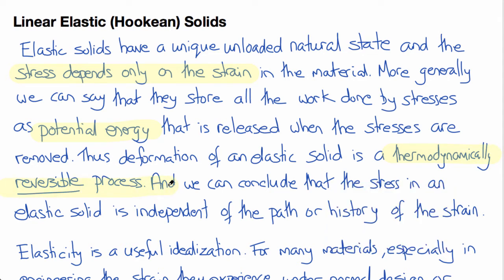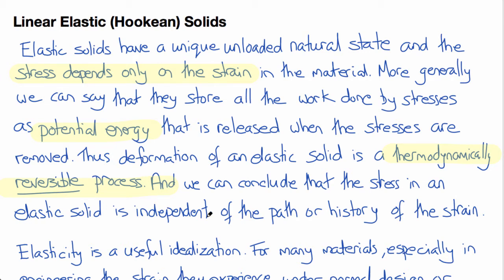And we can conclude from this that the stress in an elastic solid is independent of the path or history of the strain. In other words, it doesn't matter how the strain state was achieved, only what the strain state is. That's the only determinant of the stress in the elastic material. And the process of loading and unloading a material is reversible, so that all the work done on the material is stored in it, and then it's all released when the material is unloaded.